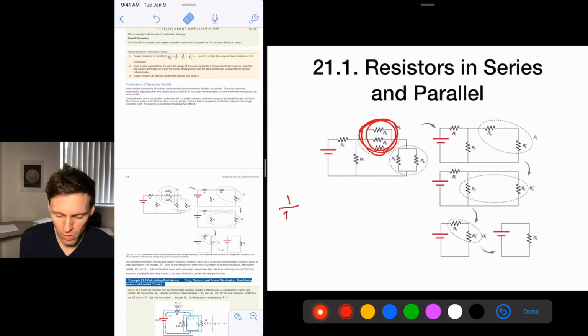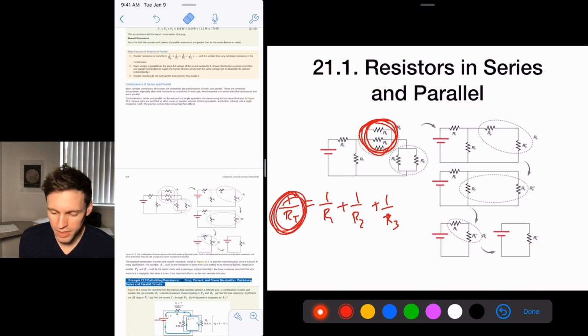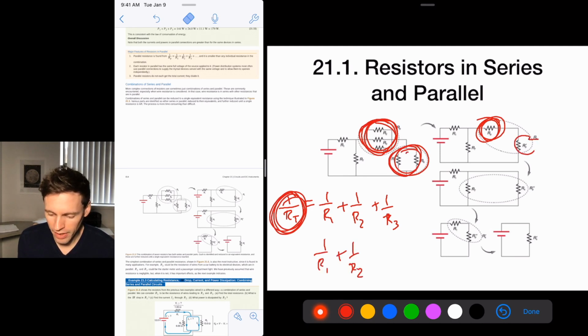So 1 over R total there is going to be 1 over R1 plus 1 over R2 plus 1 over R3. And then we solve for what R total is, and that becomes this. Okay? And then we do the same thing here, but it's just 1 over R1 plus 1 over R2, and then that gives us this guy.